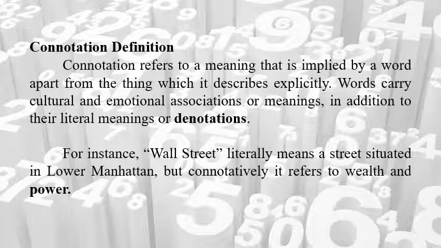Today we will be tackling connotation, and afterwards denotation. Now, what is a connotation? A connotation refers to a meaning that is implied by a word apart from the thing which is described explicitly. Words carry cultural and emotional associations or meanings, in addition to their literal meanings or denotations. For instance, Wall Street literally means a street situated in Lower Manhattan, but connotatively, it refers to wealth and power.